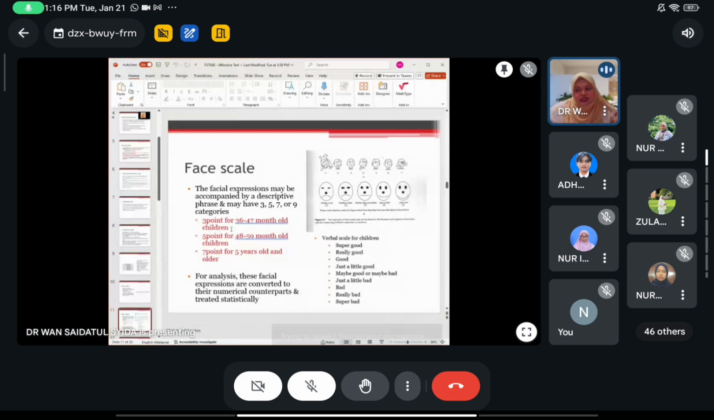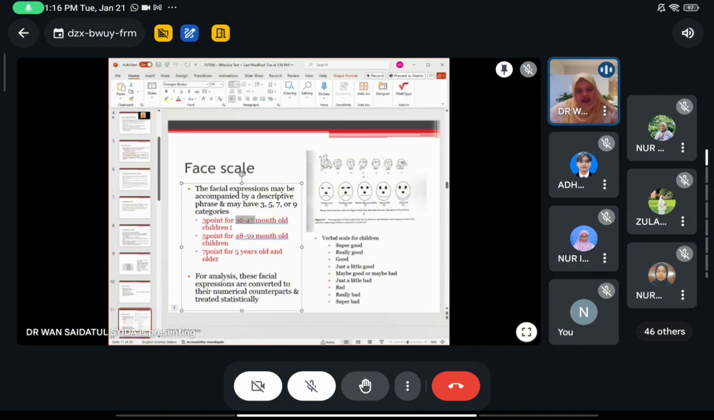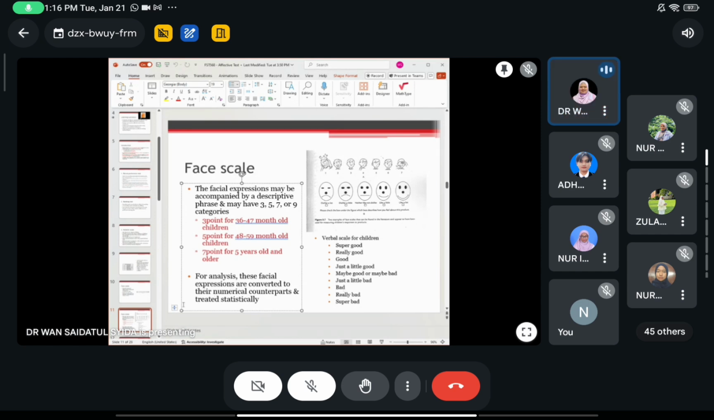So you should know if you are handling the 36 or 47 months, converted into years. Okay, 36 months should be 3 to 4 years. So you need to know both age ranges, in years and also in months. So what are the most suitable face scale points and also the verbal scale on the hedonic.